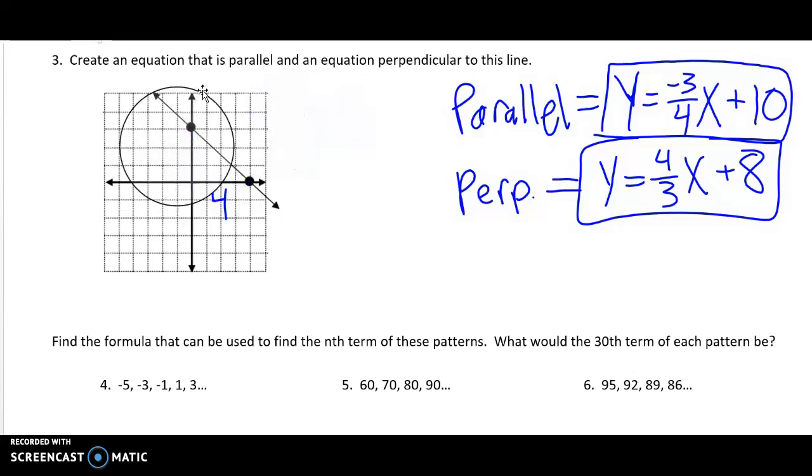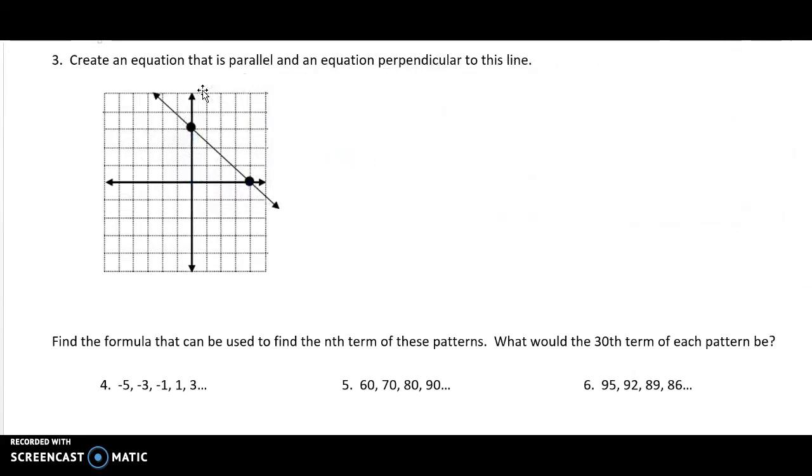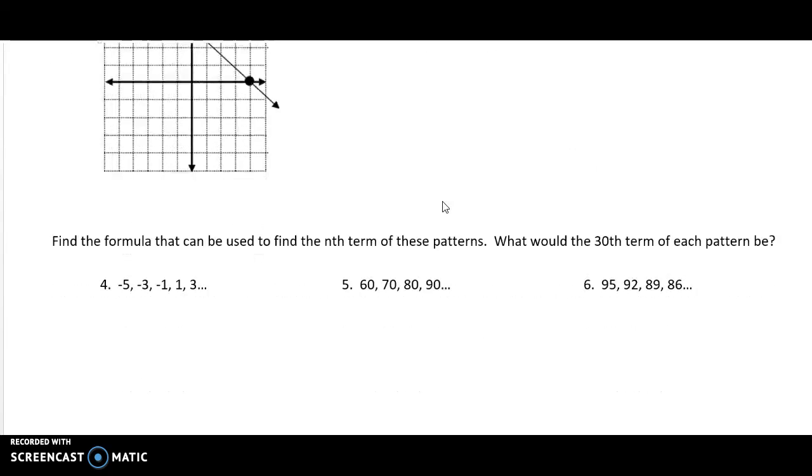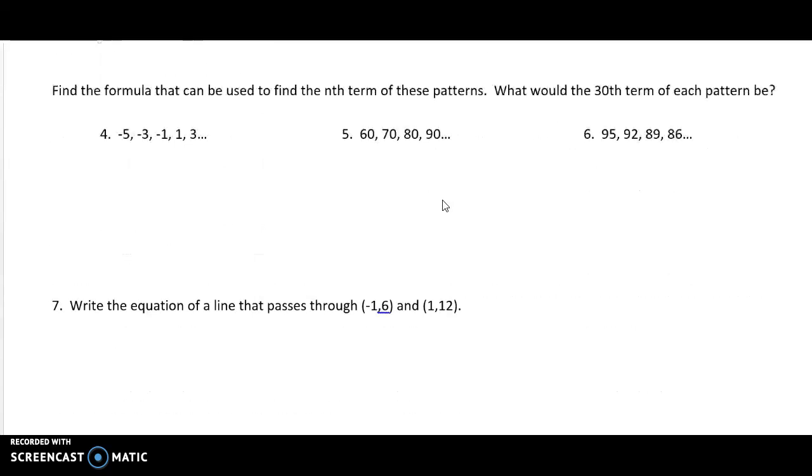Number 4, we're looking at nth term. I need to create a formula that can be used to find the nth term of each one of these. So, what I need to do first is find the rate, or the slope. It looks like I'm going up by 2 each time. So that tells me 2n, or 2x, is my slope, 2. Now I need my y-intercept, my starting number. Remember, we do not take this as our starting number. That is after I've already added 2.